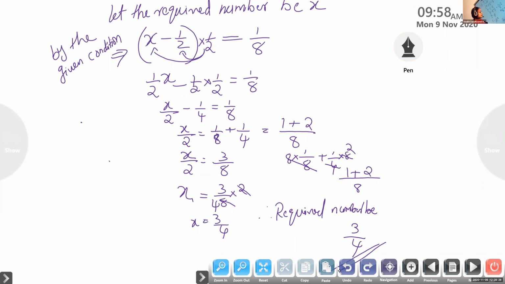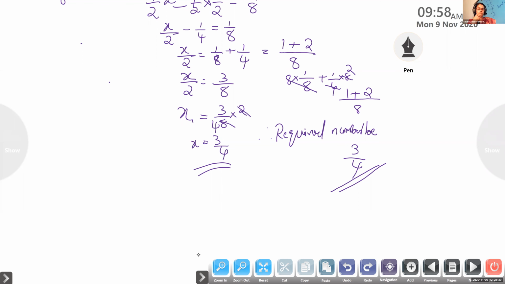The required number is 3 by 4. This way you have to write, because x equal to 3 by 4 is not the answer. We are not asked to find the value of x. We just took it as x. So we have to write the required number is 3 by 4. That way you should write.